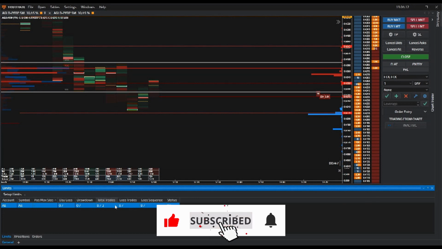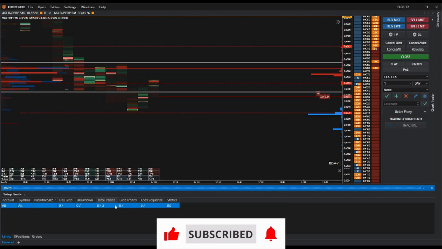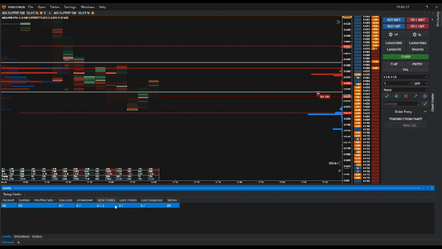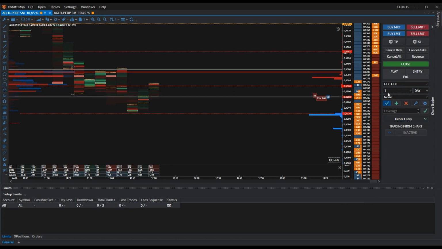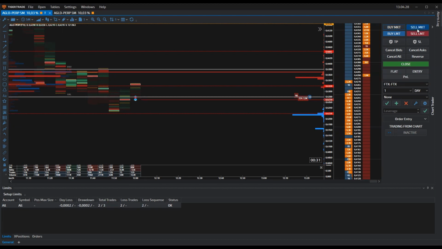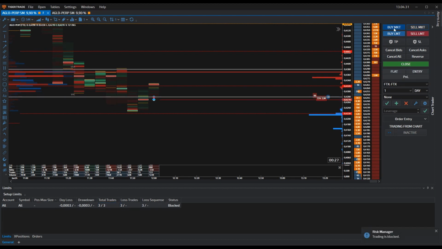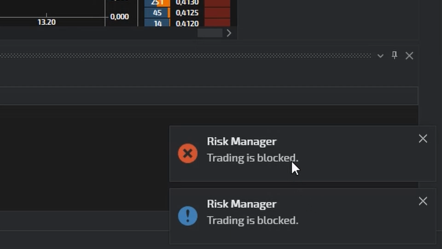Now, let me just show you what it looks like when one of your risk limits has been breached. As you can see, I made a total trade limit, because then I don't need to take a big loss. Here you can see there is a total trade limit of 3. Now watch what happens when I try and open my 4th trade. As you can see, it won't let me trade.